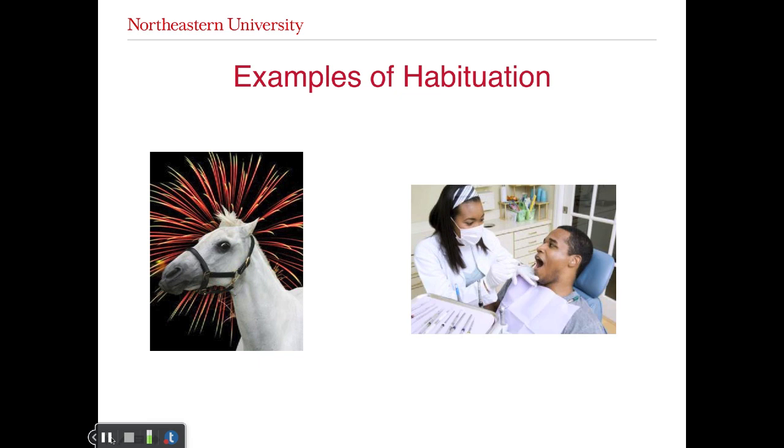Similarly, if you go to the dentist and initially sticking instruments in your mouth will result in a gag reflex, again, very clear elicited response. As tools are placed in your mouth more and more, the gag reflex will be less likely to happen. So this is a decreased sensitivity to those stimuli, and that's what we're considering.